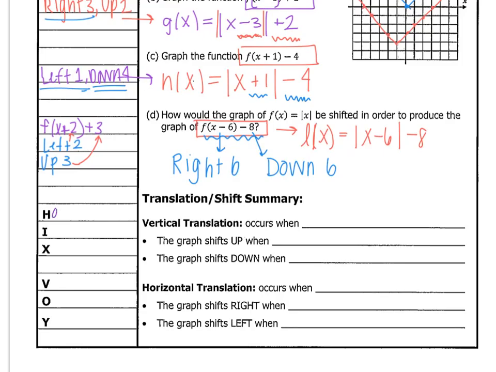Hicks stands for horizontal, inside parentheses. It doesn't have to be parentheses, it could be absolute value bars, it could be before you square something, whatever it happens to be. And then it affects the x's. So x's are affected. Horizontal always occurs inside parentheses, and it affects the x's. The next one, voy, means vertical, and it goes outside the parentheses, and the y's are affected.